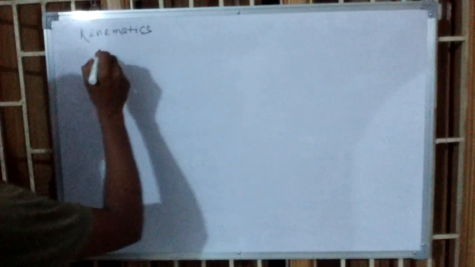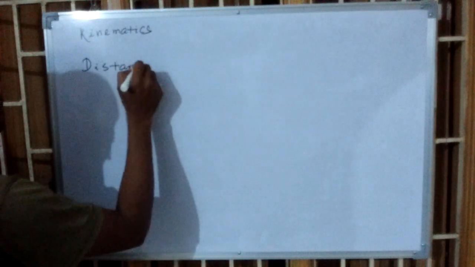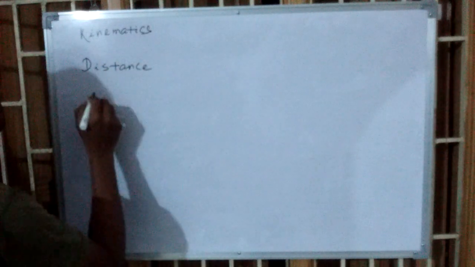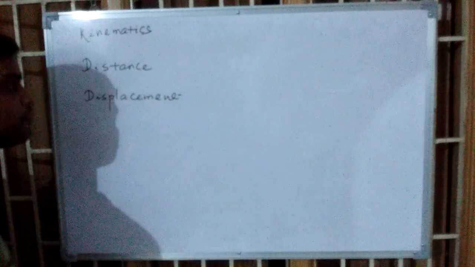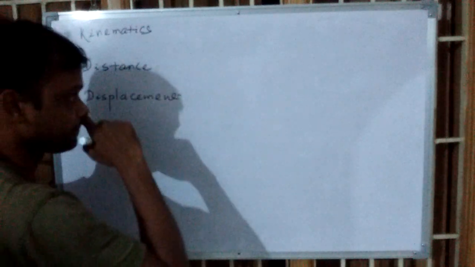This is the first class of our chapter kinematics. I will not go for the definitions of rest, motion, etc. and directly start from distance and displacement. Distance, then displacement. Okay, first of all, what is the difference between distance and displacement?